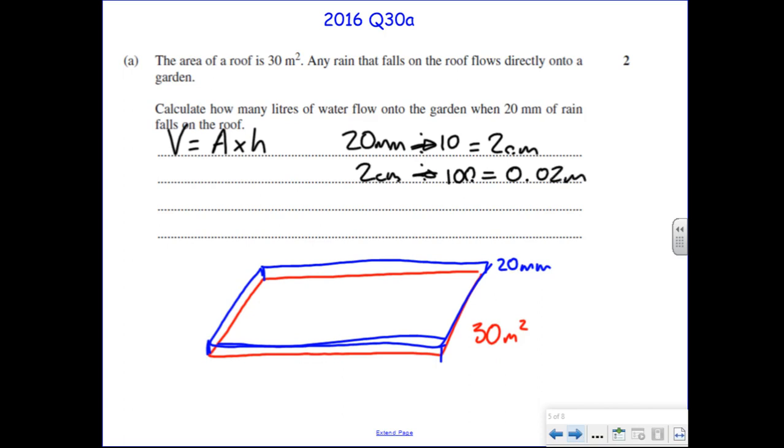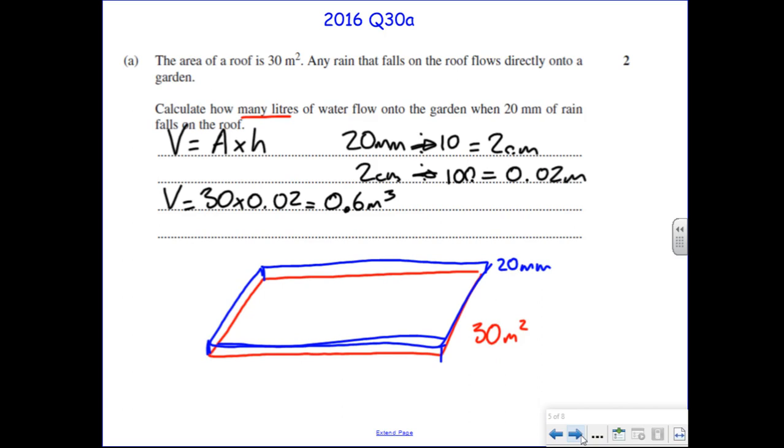and that's going to be 0.02 meters. Now that we've got that, we need to find the volume, because now they're both in meters. So volume equals 30 times 0.02, which equals 0.6 meters cubed. So that's halfway there. That would be the 1 mark, because again, this is out of 2. So 1 mark is just find the volume, but we want to find how many litres. So we need to change this meters cubed into litres.